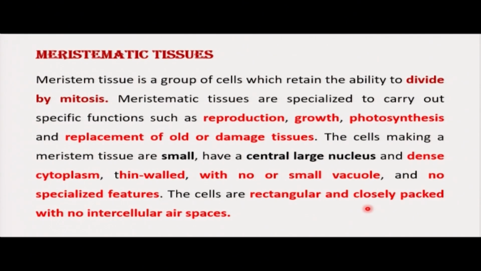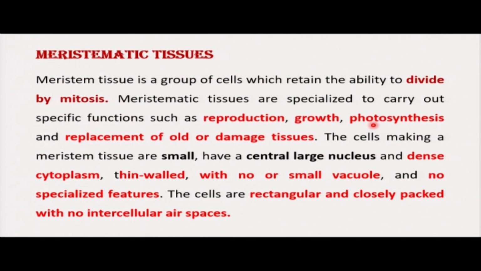A meristematic tissue is a group of cells which retain ability to divide by mitosis, meaning meristematic tissues have cells which divide by mitosis. Then meristematic tissues are specialized to carry out functions like reproduction, because of course cells are dividing, and then growth. If cells divide, that means the entire organism can increase in size, what we call growth.